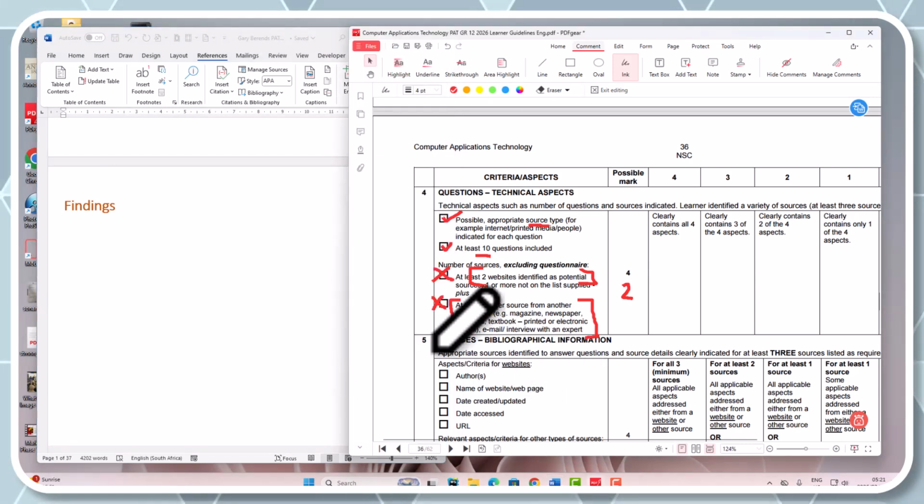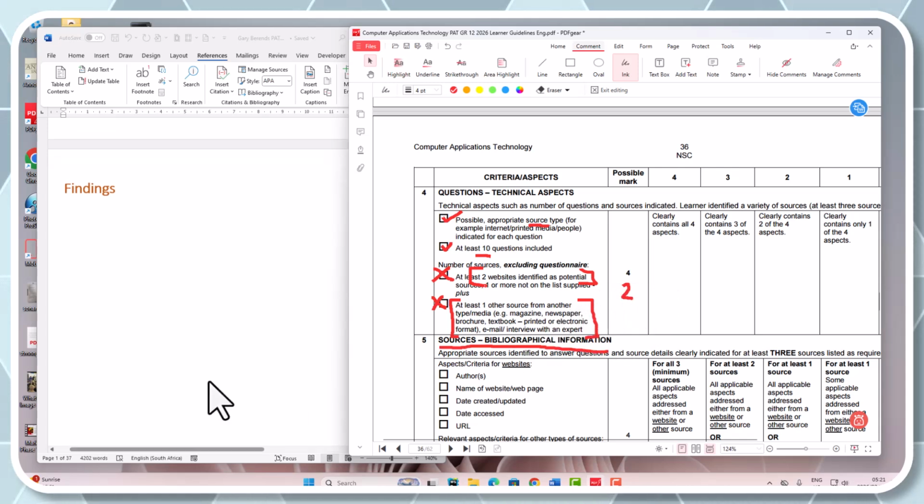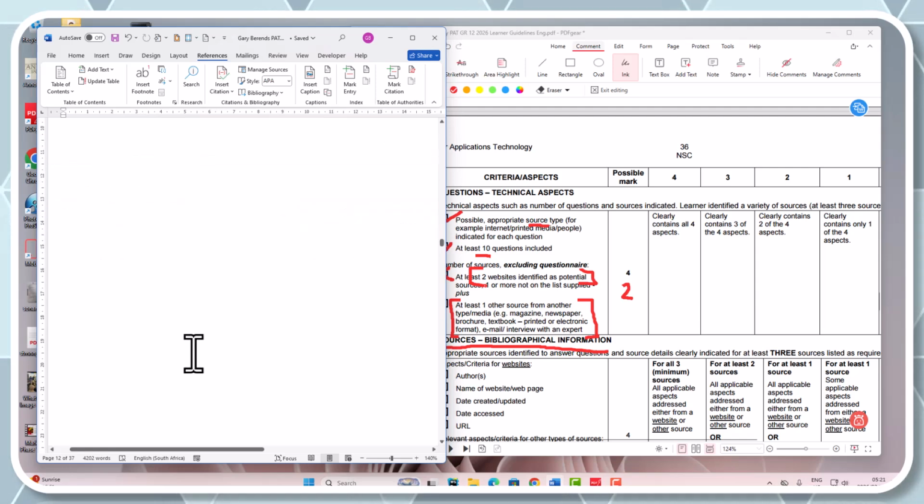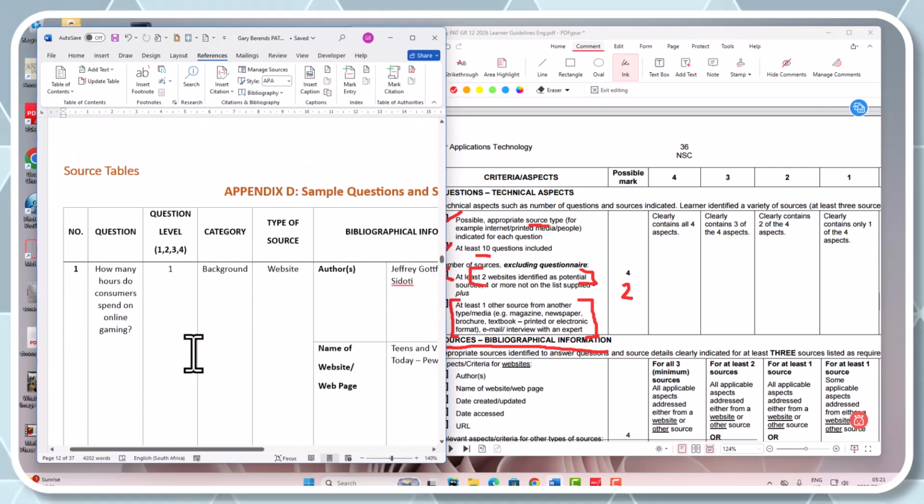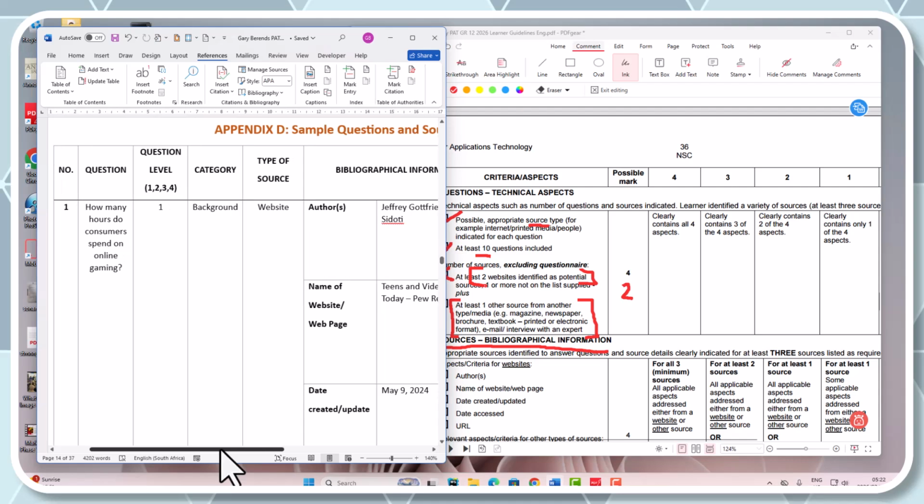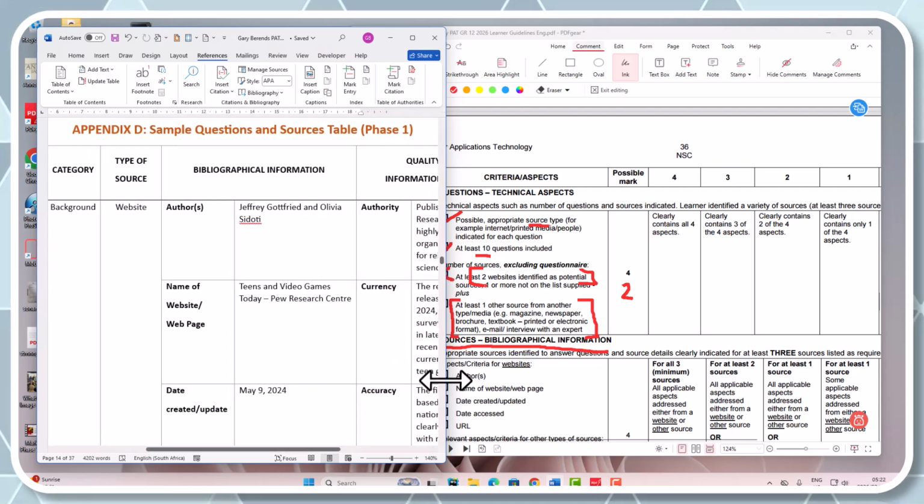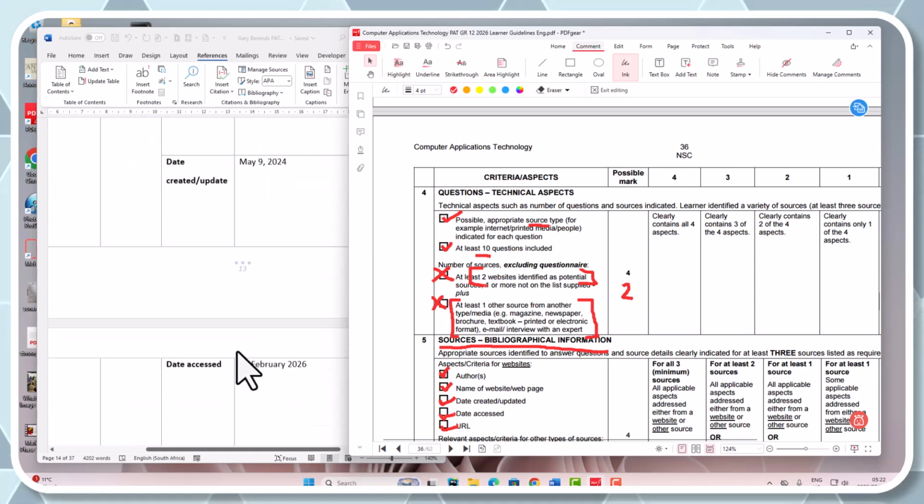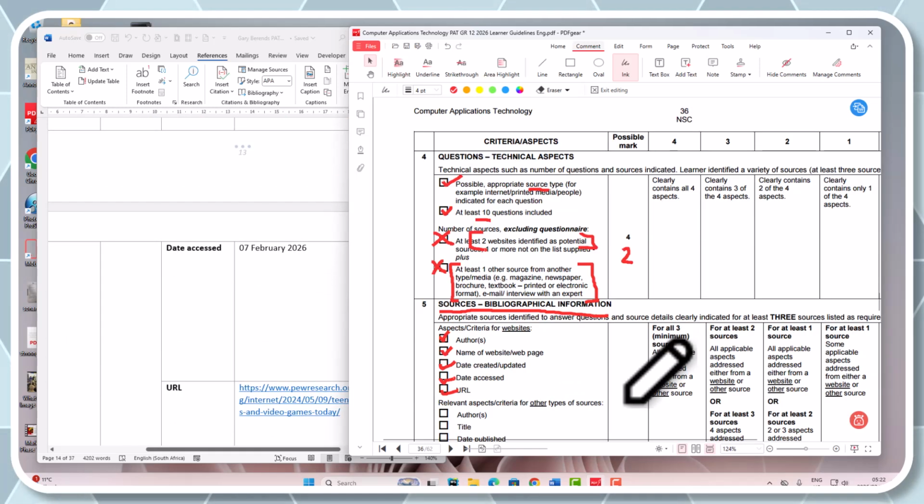Okay, then when we look at the sources and bibliographical information, that's going to relate to this one as well as our source tables, which is here. So both are very important there. All right, so let's go have a look. Has she or has he got the authors, the name of the web page, the date accessed, and the URL? Okay, there we can clearly see it there. So it is there and ready to go. So there is 4 marks.